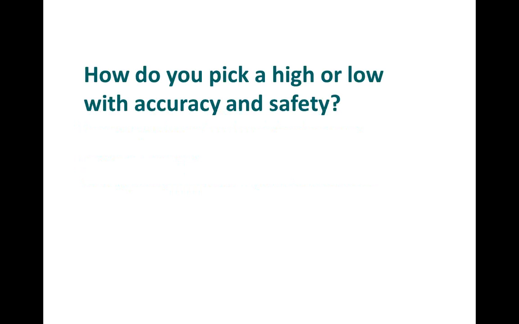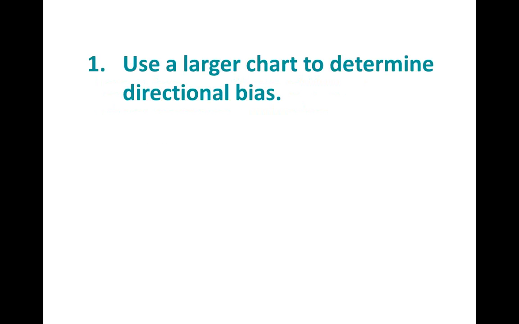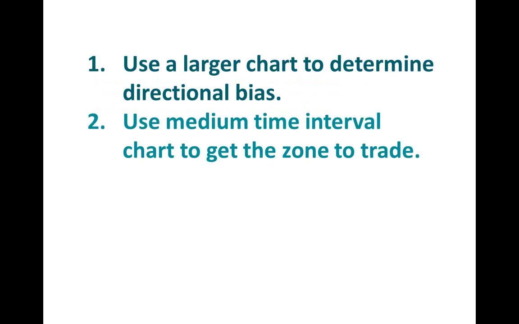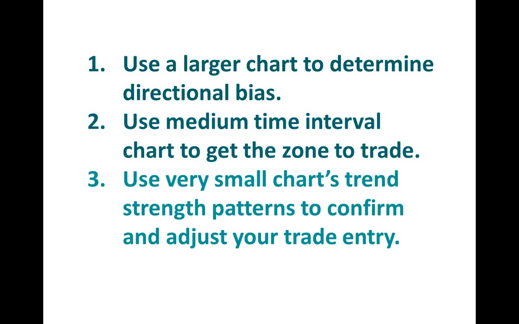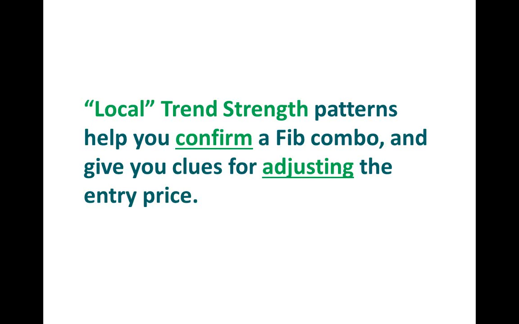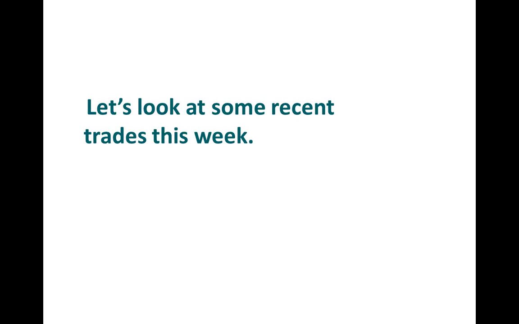So how do you pick a high or low accurately and safely? Here's how. We use a larger chart to determine directional bias. We use the medium time interval chart to get the zone to trade. Then we use a very small chart's trend strength pattern to confirm and adjust your entry. Okay, so the local trend strength patterns help you confirm a fib combo and also will give you clues for adjusting the entry price. Okay, now let's take a look at this week's trades.